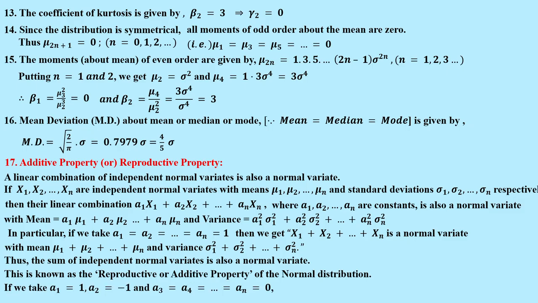This is known as the reproductive or additive property of normal distribution. If we take a1 equal to 1, a2 equal to minus 1, and a3, a4 all are 0, then we will have x1 minus x2 is a normal variate with mean mu1 minus mu2 and variance sigma 1 square plus sigma 2 square. Hence the difference of independent normal variates is a normal variate.